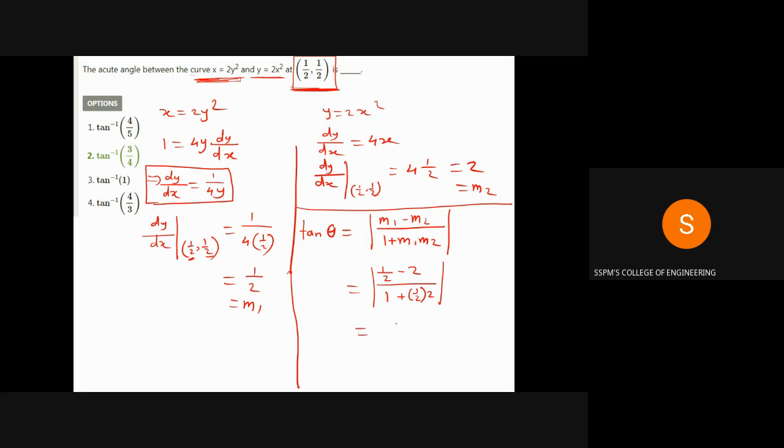So what will we get? We will get half minus 2 divided by, if you solve this, the answer 3 by 4. So tangent of theta is equal to 3 by 4, which means theta is equal to tan inverse 3 divided by 4. Suppose we are solving this: in the numerator we will get minus 3 by 4 divided by 1 plus half into 2, which is 1.